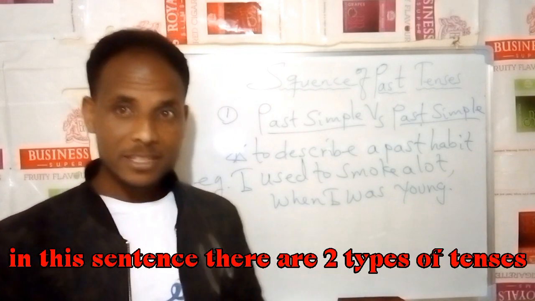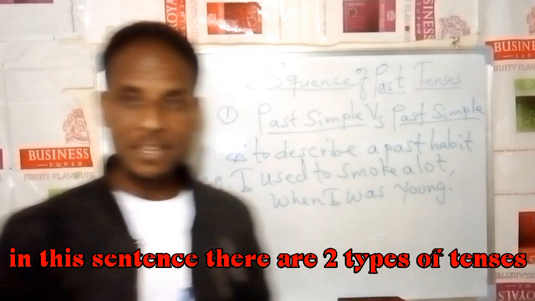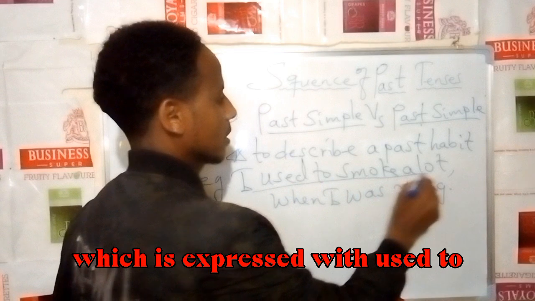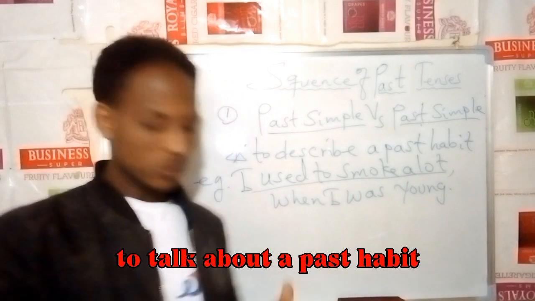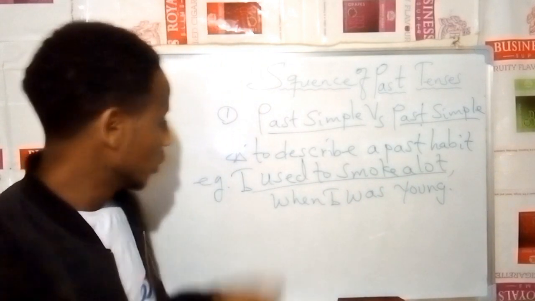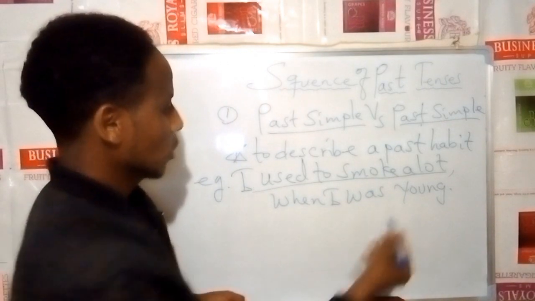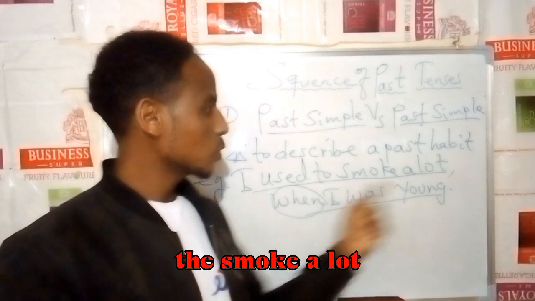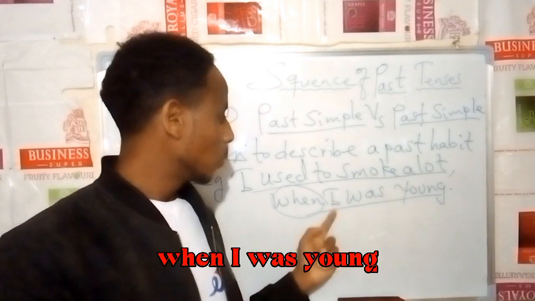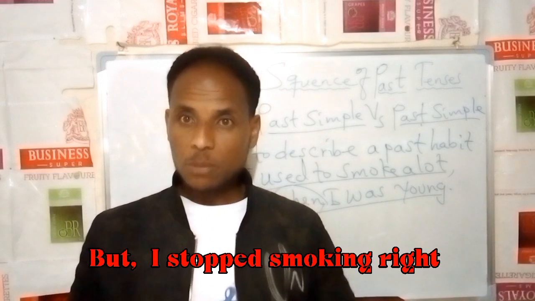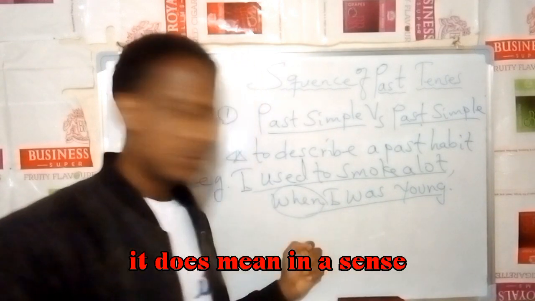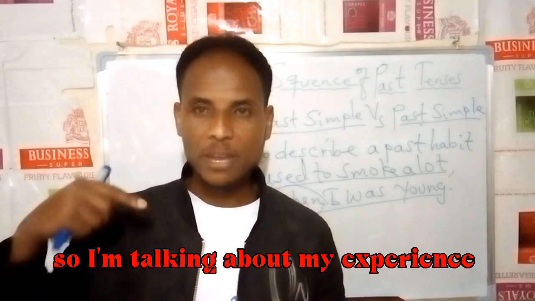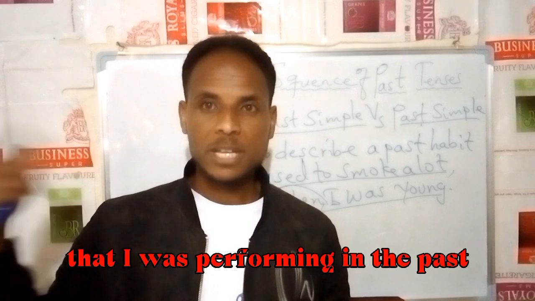So in this sequence of tense, we can understand that I used to smoke a lot when I was young. In this sentence, we have 2 types of tense. The first one is the past simple tense, which is expressed with used to talk about a past habit. And the other is the subordinate clause joined with the time adverb when. I used to smoke a lot when I was young, but I stopped smoking right now. It does mean, in a sense, I no longer smoke right now. So I'm talking about my experience.